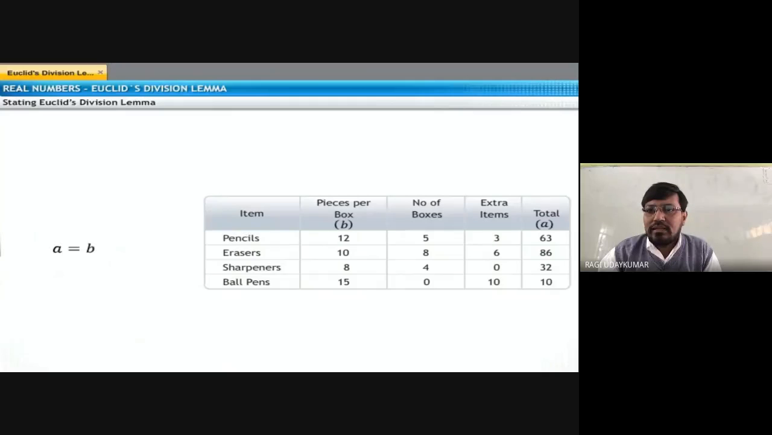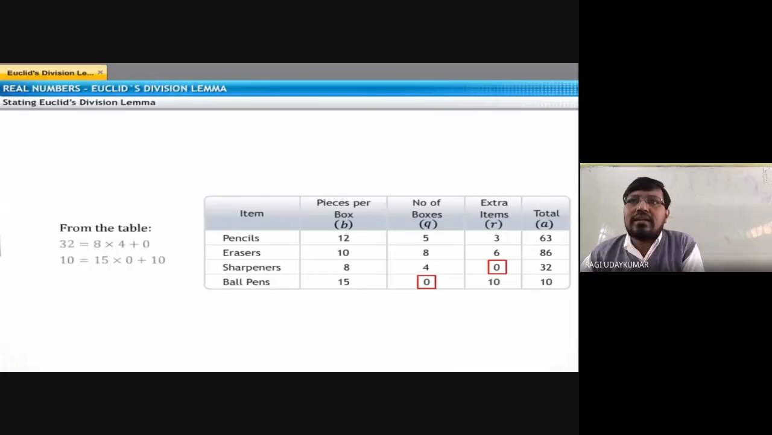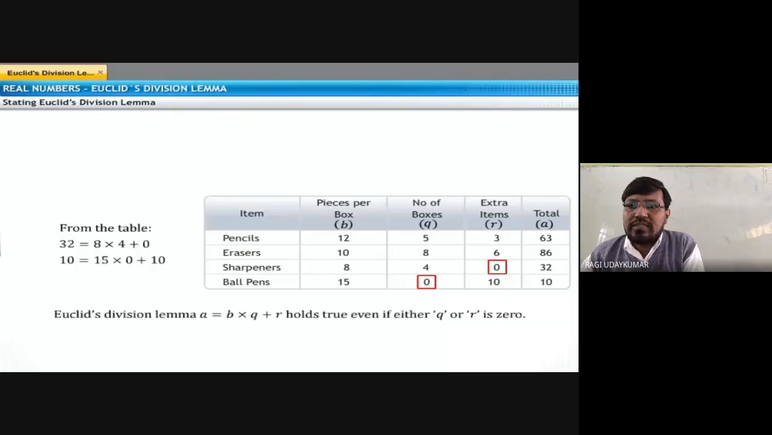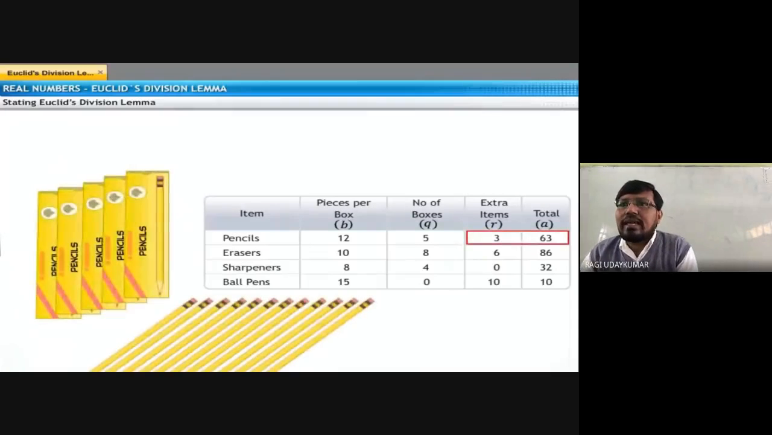If you consider the numbers as A and B, A is the total number and B is the pieces per box. So Euclid's division lemma states that for two positive integers A and B, we can find two whole numbers Q and R such that A equals BQ plus R. So A equals BQ plus R. What can you say here? Whenever you consider this, A should always be greater than B.